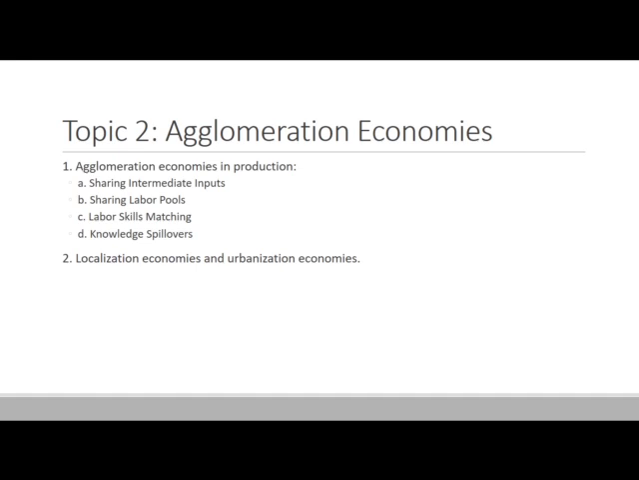So localization economies will be more like the story of button makers and dressmakers, right? But for urbanization economies, sharing intermediate inputs can be different firms from different industries sharing intermediate services from the service industry, let's say accountants or lawyers and so on and so forth. So you need to know that the examples for localization economies and urbanization economies are different.